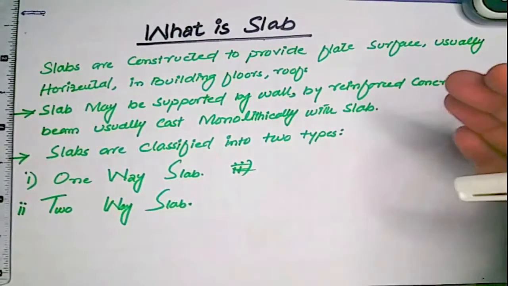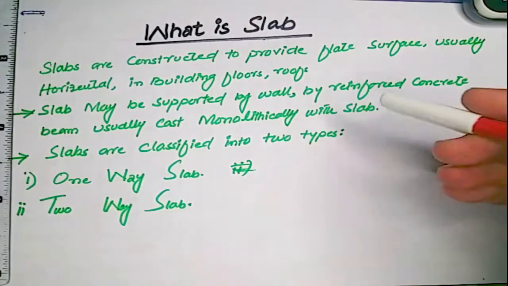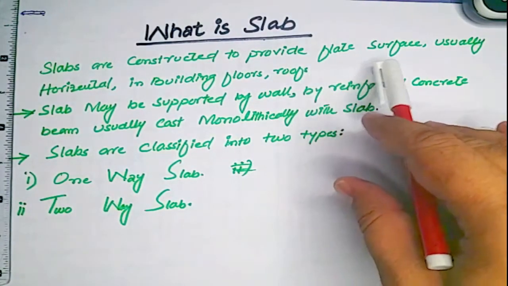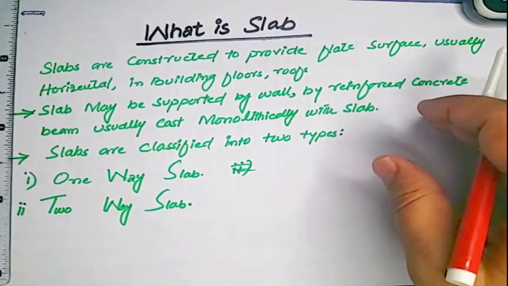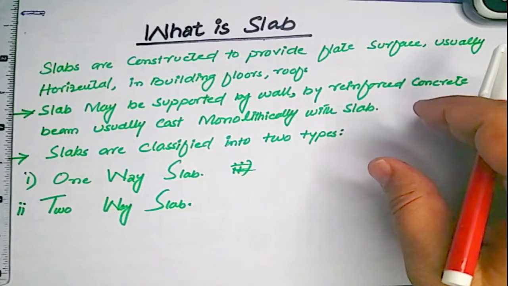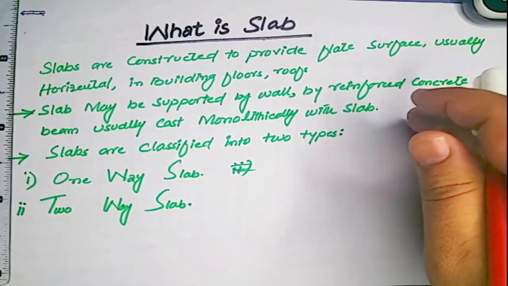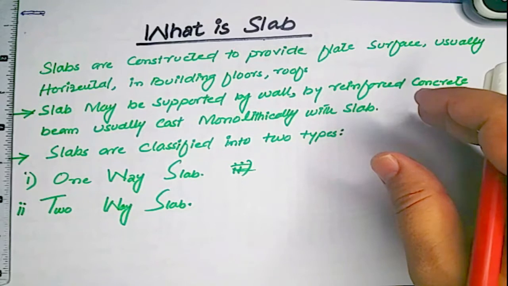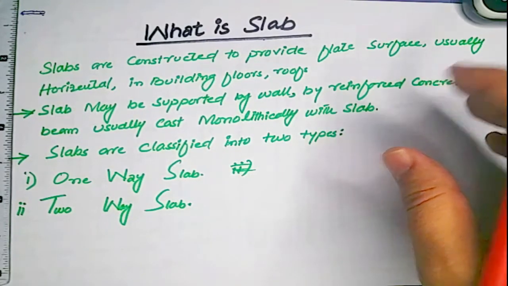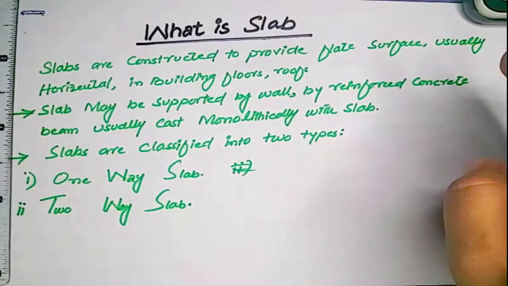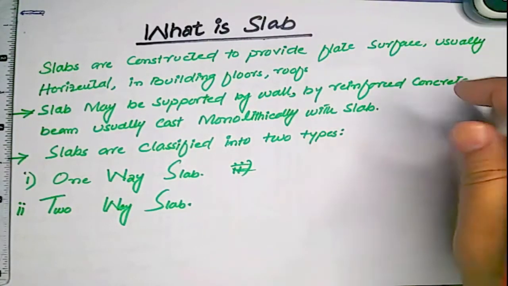What is a slab? Slabs are constructed to provide a flat surface, usually horizontal, in building floors, roofs, etc. Slabs may be supported by walls, by columns, or by reinforced concrete beams, etc. Usually they are cast monolithically with the slab.